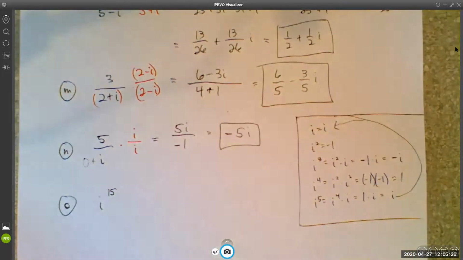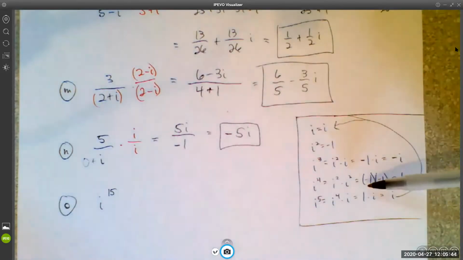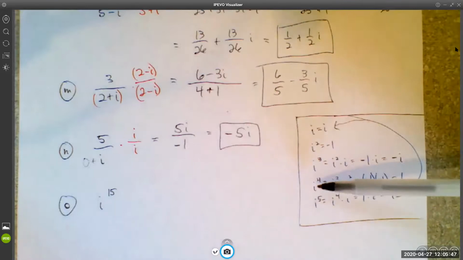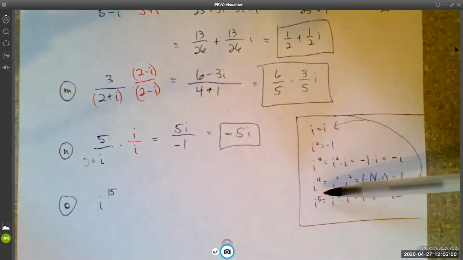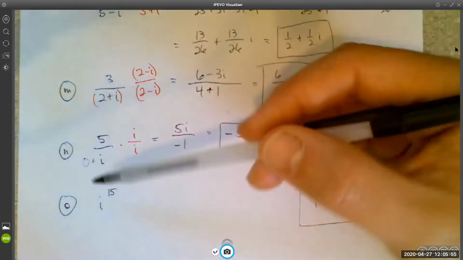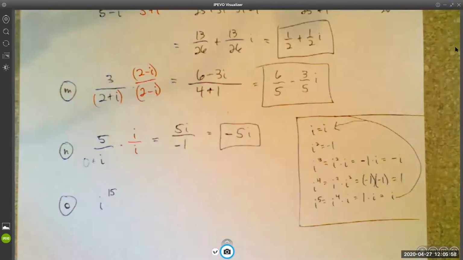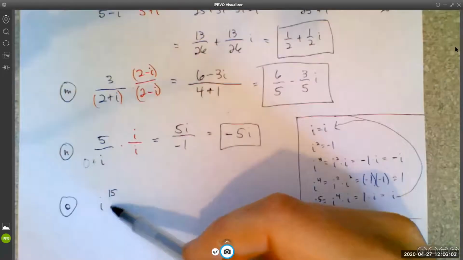Right? And so this thing just ends up going in a loop over and over again, where you just alternate between those four values: i, -1, negative i, 1. You don't need to memorize that, but what that should tell you is that these powers of i are going to be related to multiples of 4. So if you have some large exponent like 15, you can divide that exponent by 4, and then whatever the remainder is, that's what this expression is equivalent to.